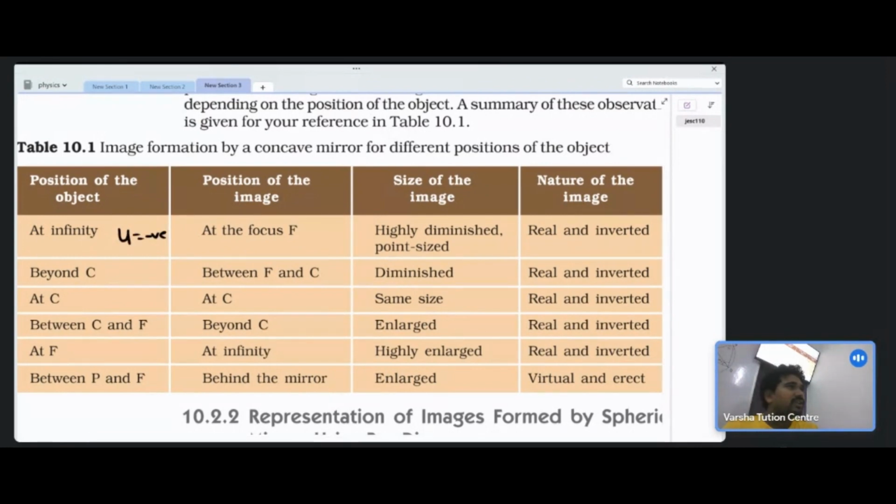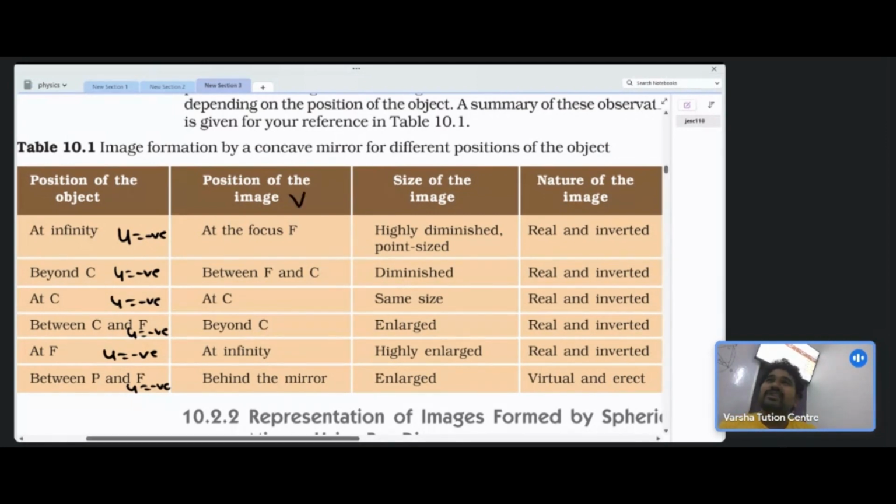Yes or no? U is always what? Negative. U is always negative, wherever you place it, always negative. Is that clear? U is always negative. Okay. Now, position of image, which is nothing but V, right?